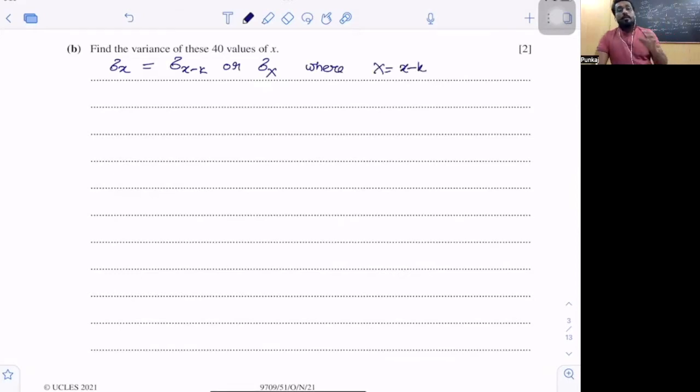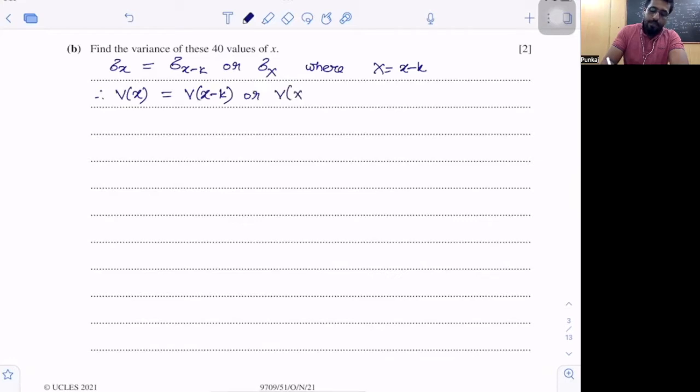Now, this is for sigma x. Then what will happen for the variance? So therefore, variance, that is v of x, will be equal to v of x minus k, or I write v of capital X. The variance is going to be exactly the same.